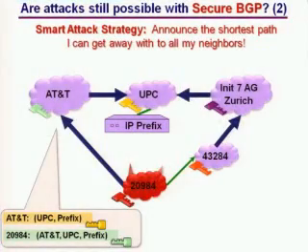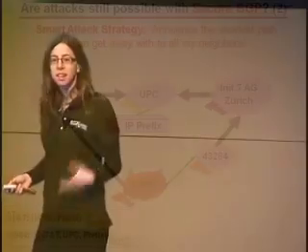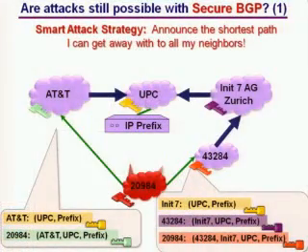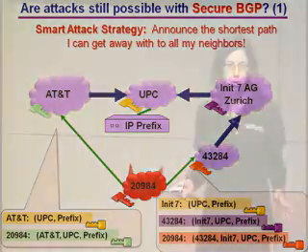So what's our attacker going to do? OK, again, he wants to announce the shortest path he can get away with to all his neighbors. So he can no longer make up paths, because this protocol is preventing him from doing that. So he's got to choose paths that are actually there.